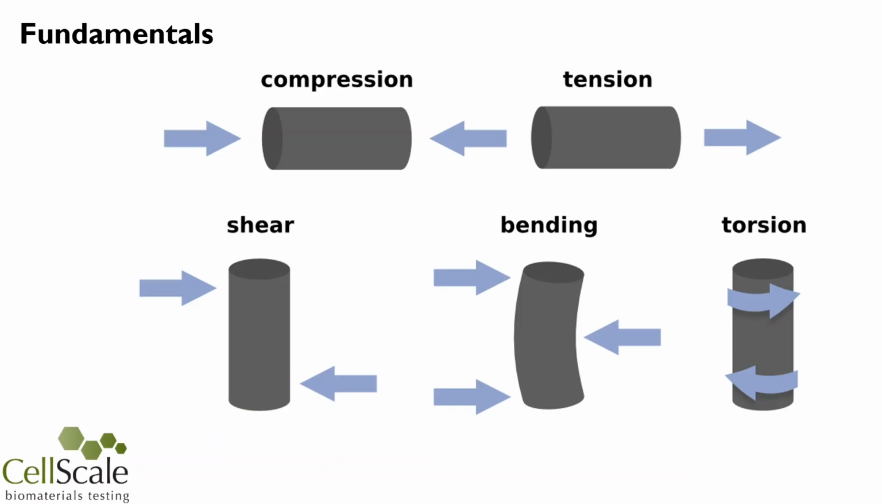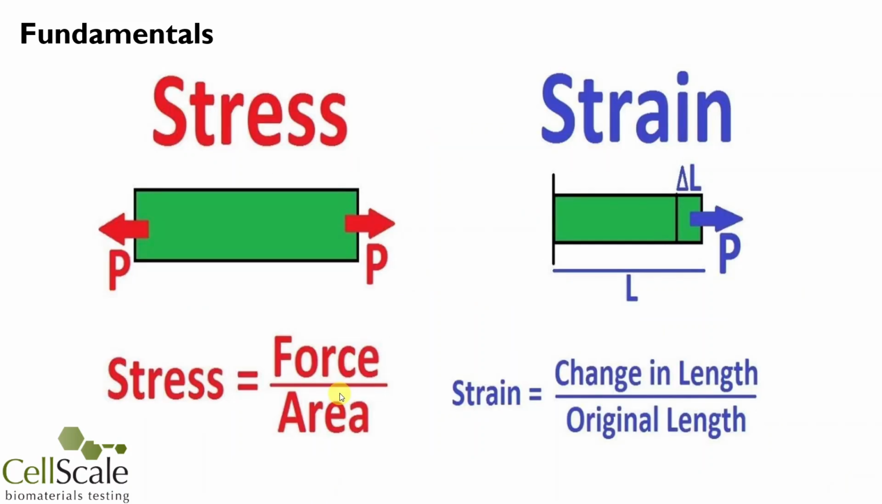To better understand testing in general, consider that there are many types of tests, such as compression, tension, shear, bending, and torsion. In general, the most common way to understand and compare tests is to calculate parameters that are independent of the specifics of a single test. It is common to calculate stress, which is the applied force divided by the cross-sectional area, and strain, which is the change in length divided by the original length. Let's look at a sample test to see the tools that are available in the software.